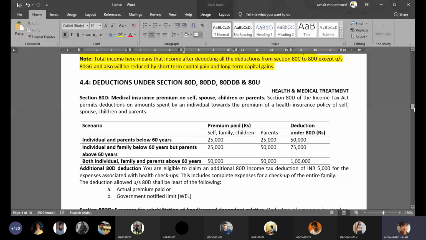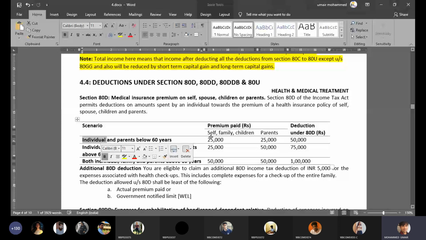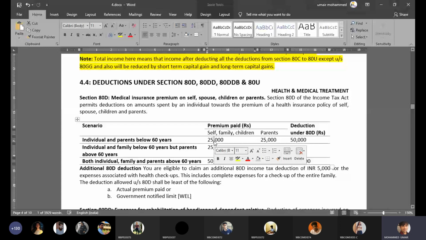Now, what is the quantum of claim that is allowed under section 80D? In case the assessee and parents both are non-senior citizens, then the maximum amount of claim that can be availed under section 80D for the premium paid towards medical or health insurance is maximum 25,000. This is for self, spouse and children, and for parents additional 25,000. So maximum you can claim 50,000.